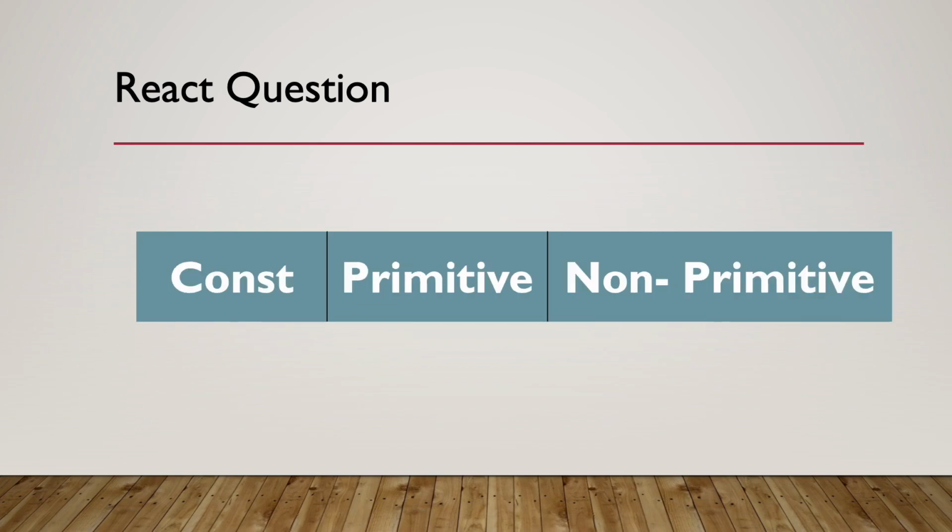Const vs primitive and non-primitive. Const is a keyword in JavaScript used to declare variables. When a variable is declared with const, its value cannot be reassigned after the initial assignment. It doesn't mean the value itself is constant or immutable. It just means the binding of the variable to the value cannot be changed. When you assign a primitive value to a variable, the variable holds a copy of that value.